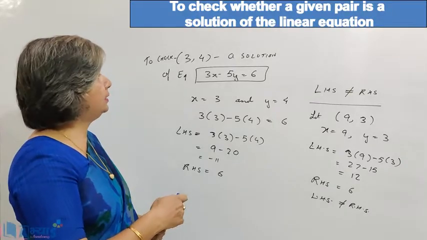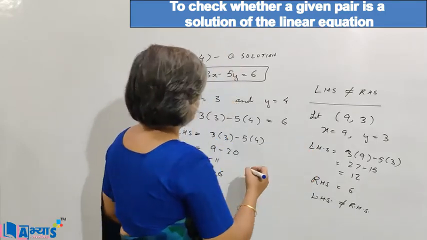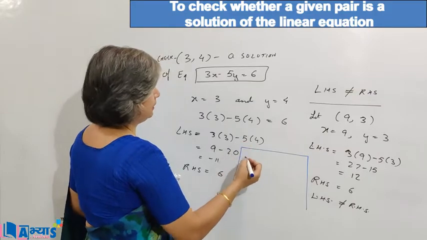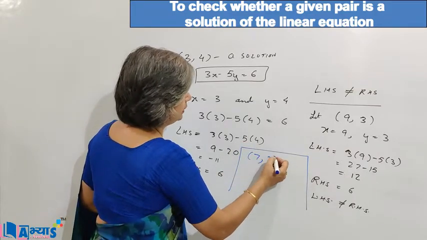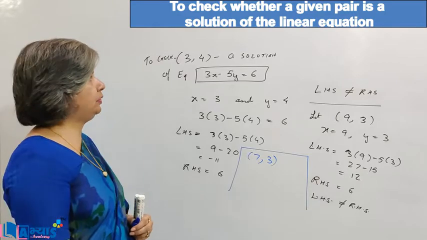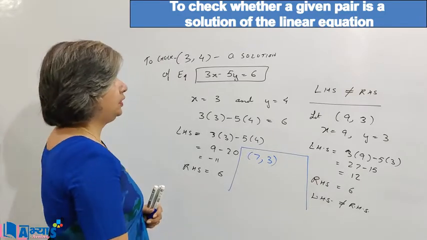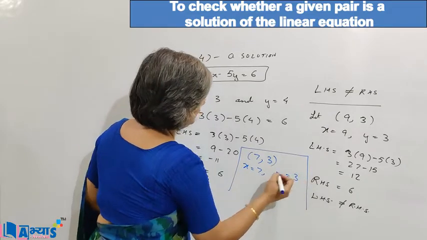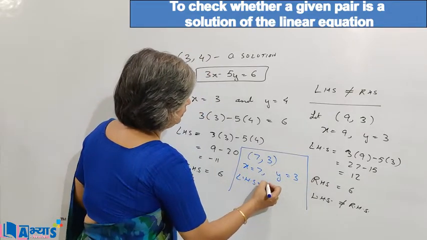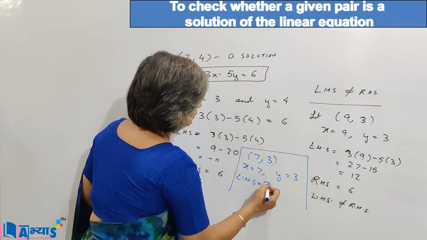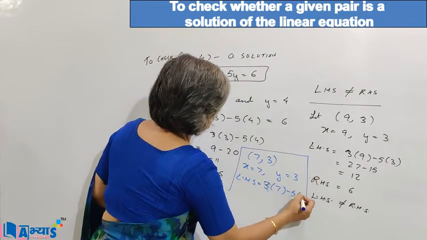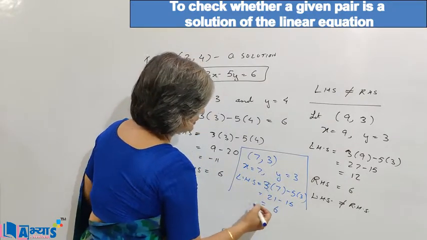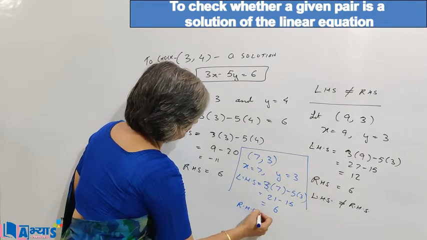Now let us take another pair as 7, 3. To check whether 7, 3 is a solution for this equation, what we will do, we will substitute the value of x as 7 and y as 3. The left hand side will be equal to 3 into 7 minus 5 into 3. 7 3s are 21 minus 15, and it will be 6. And the right hand side we know is 6.